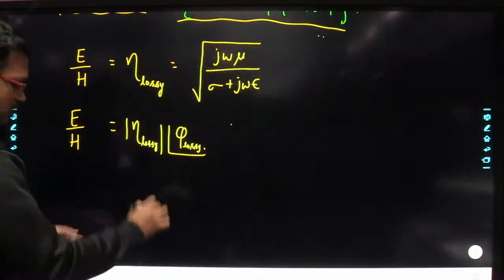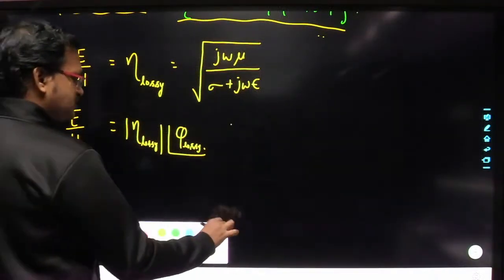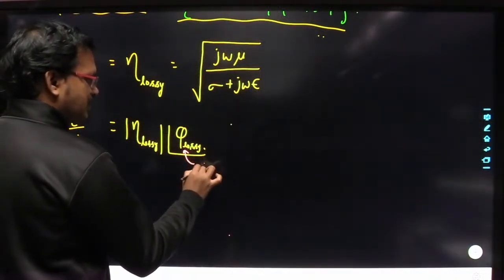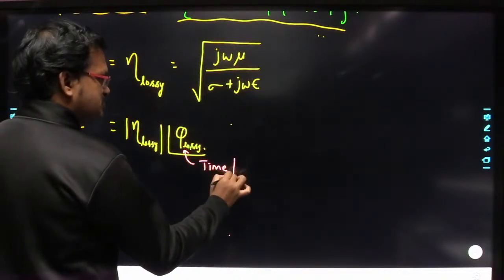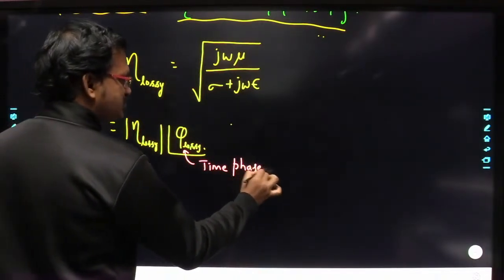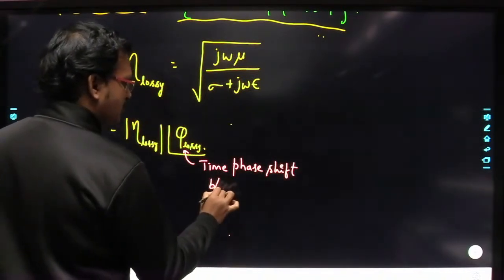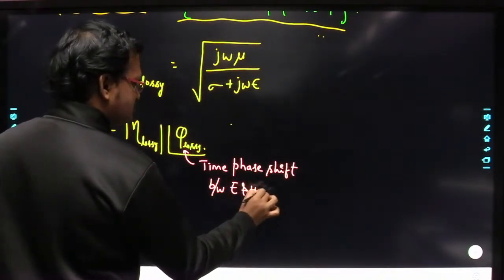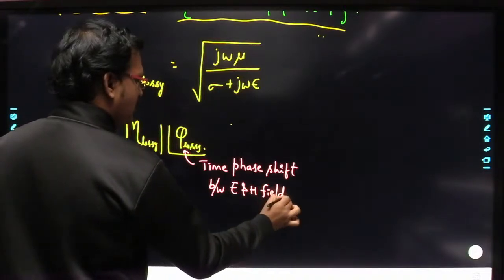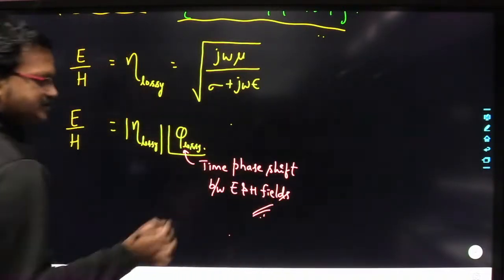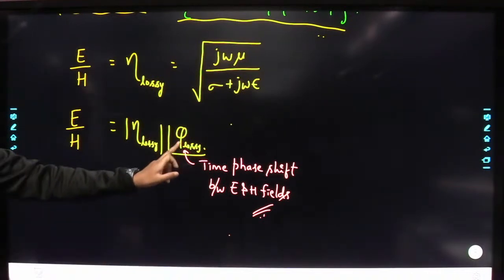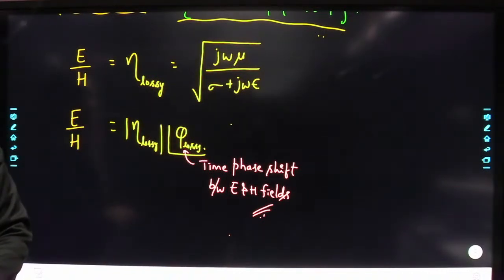So what does this phase shift represent here? This phase shift represents the time phase shift. Time phase shift between what? Time phase shift between E and H fields, right? So always this phi will represent the time phase shift between E and H fields.